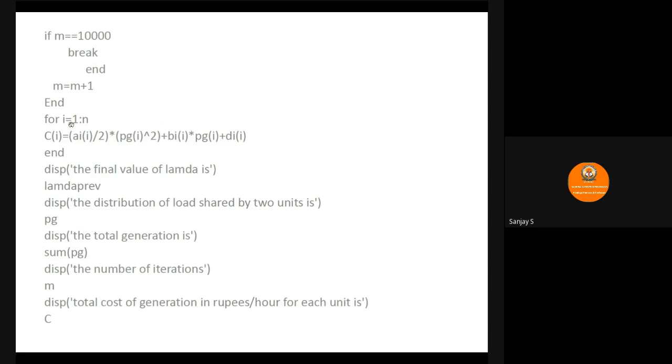End. Then for I varying from 1 to n, again cost will be calculated. Then display the final value of lambda, display the final value of Pg, sum of Pg, total number of iterations, and then finally total cost.